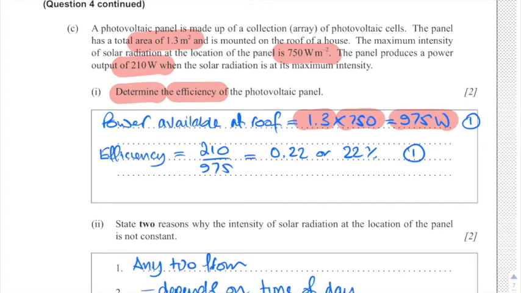Efficiency is the useful output divided by the total input. Well, the total input is 975, just work that out. The useful output is given already as 210 watts. There's your ratio. You can either give it as 0.22 or convert it as a percentage. Either one is fine for the second mark.